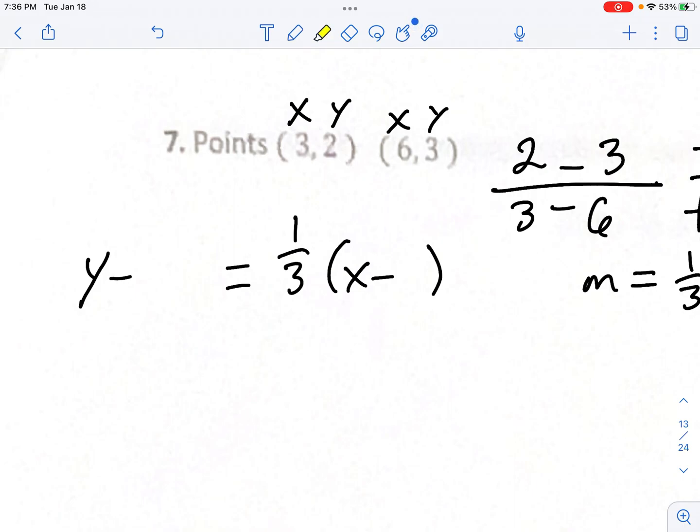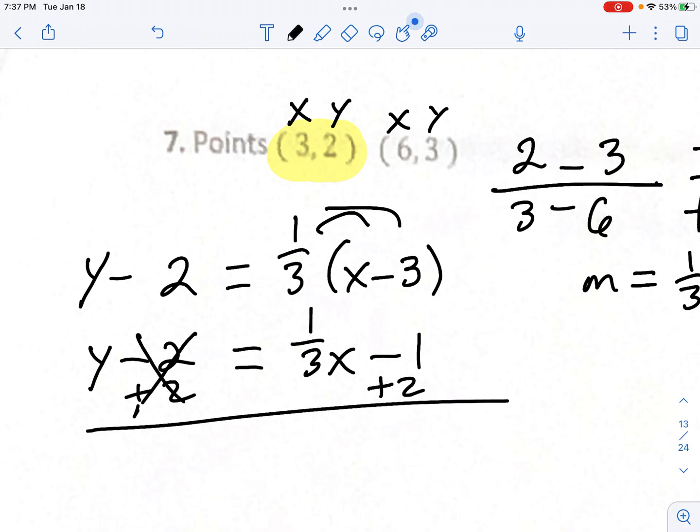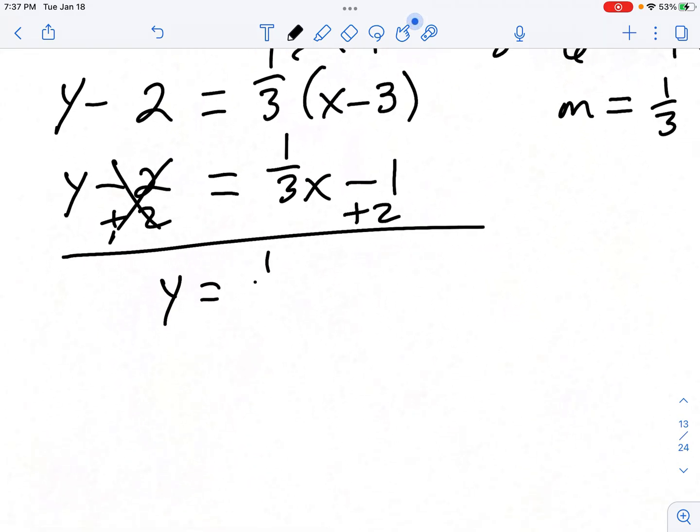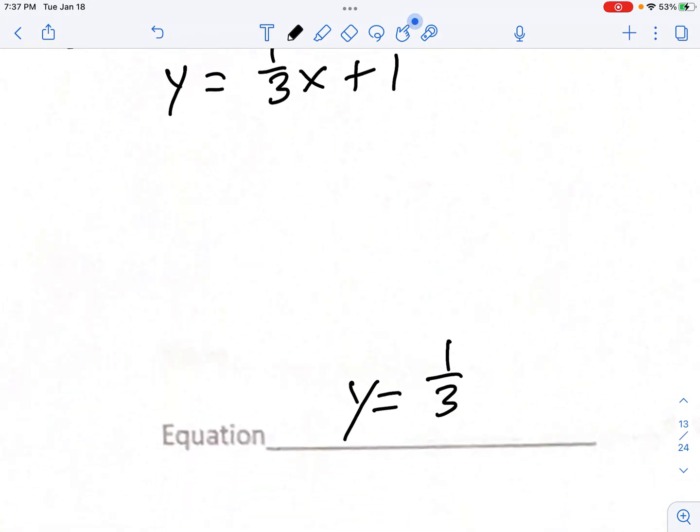Now, you get to choose which point you want to plug in. I'm going to do this one because the numbers are smaller. So x by the x, y by the y. I've already put the slope in the middle. So now we distribute. So 1/3 times x is 1/3 x. 1/3 times -3 would be -1. All right. So drop this down. And then add the 2 to the other side. That goes away. You get y equals 1 over 3x plus 1. So that would be your equation.